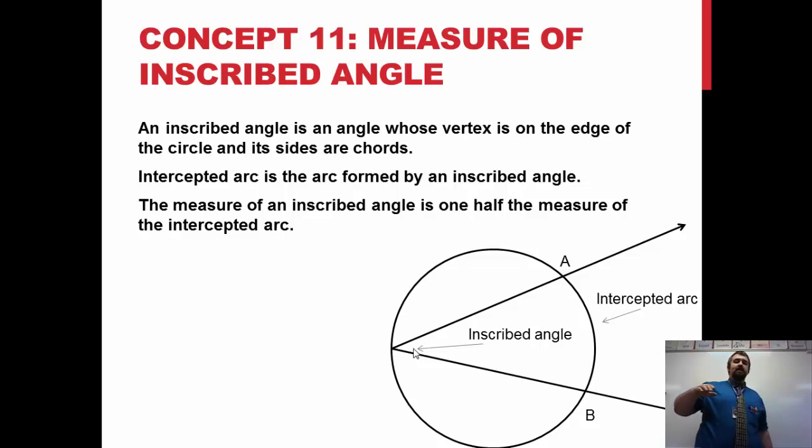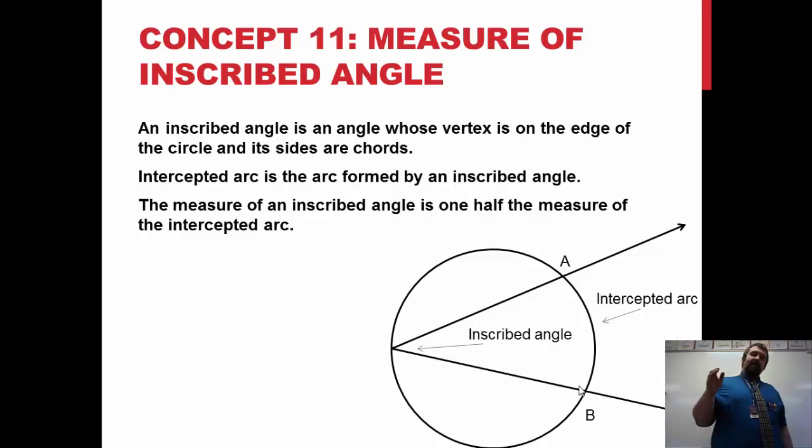We're also going to be looking at what an intercepted arc is. The intercepted arc is going to be this arc formed by the inscribed angle. So if I look here, this side of this angle, this side of this angle, intersect the circle at A and B. Arc BA is the intercepted arc because it's the part of the circle that's within the angle. Alright? So, an inscribed angle, the corner of the angle is on the circle. The intercepted arc, that's the part of the circle inside the angle.